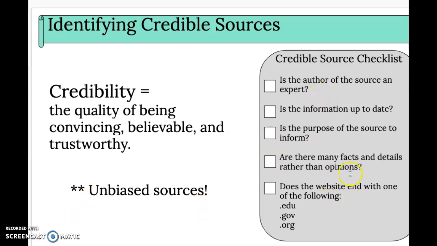This little checklist is really helpful to use if you're looking at a website and trying to decide if it's credible or not. Is the author of the source an expert? Okay, what's their title? Is the information up to date? Is the purpose of the source to inform you? Okay, and are there many facts and details rather than just opinions? Okay, even statistics. And look for these endings in your websites when you're looking for credibility: .edu, .gov, or .org.